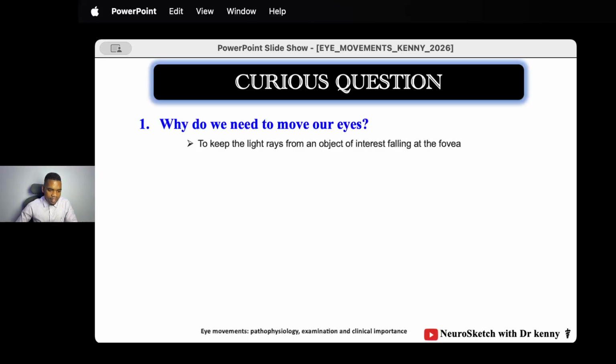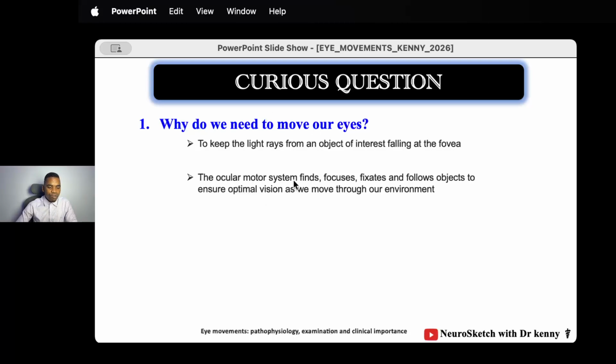The ocular system finds, focuses, fixates, and follows the object to ensure optimal vision as we move through our environment. So when you are moving through your environment, your eyes are constantly moving, fixating, focusing. They are not resting. This is why I'm telling you that eye movement is the fastest movement that your body can make, because whenever you're moving, they are constantly moving, trying to fixate, so you get the best quality of your surroundings.